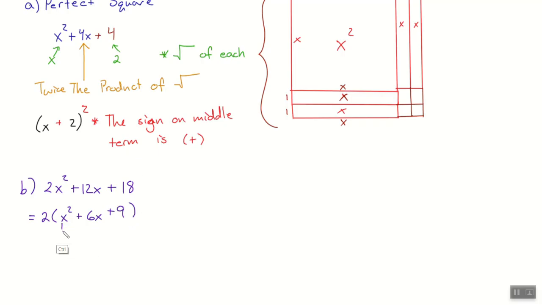Can you guys take this square root right here? x. Can you take this square root? 3. If you multiply these and double them, do you get 6x? Okay, that is exactly what we need. We can now write our factorization. We have a 2 that comes along for the ride. And you guys told me it was x and a 3.